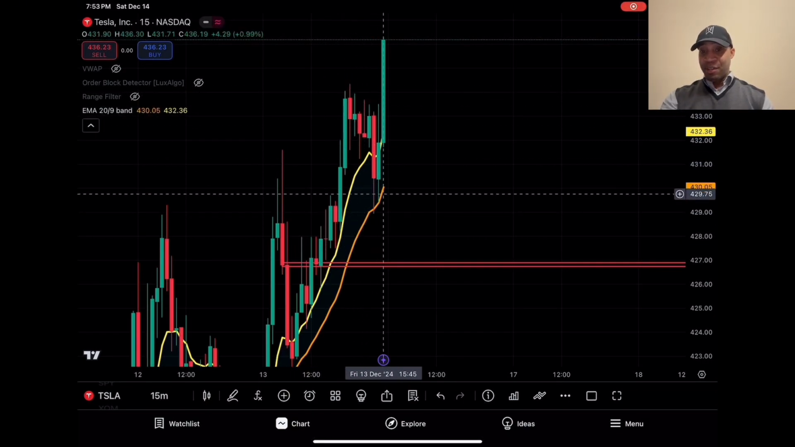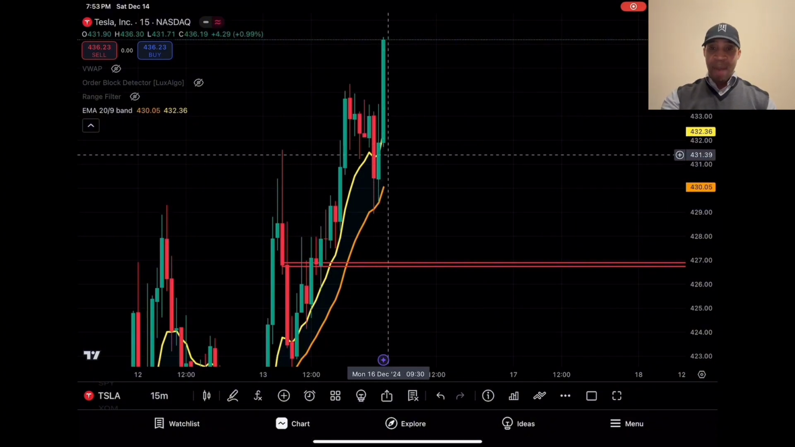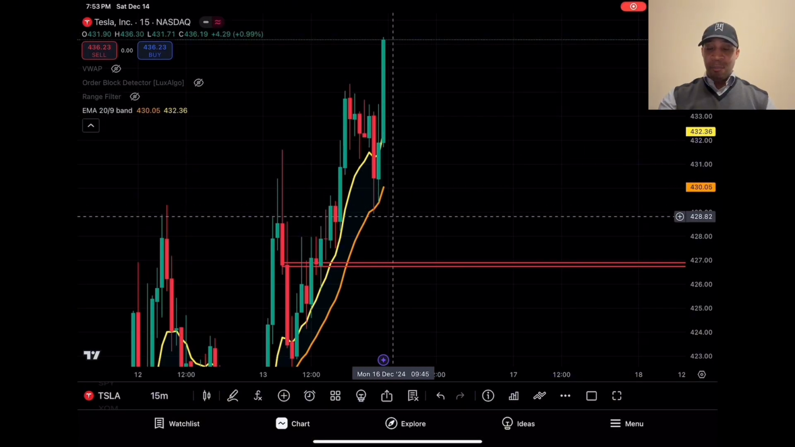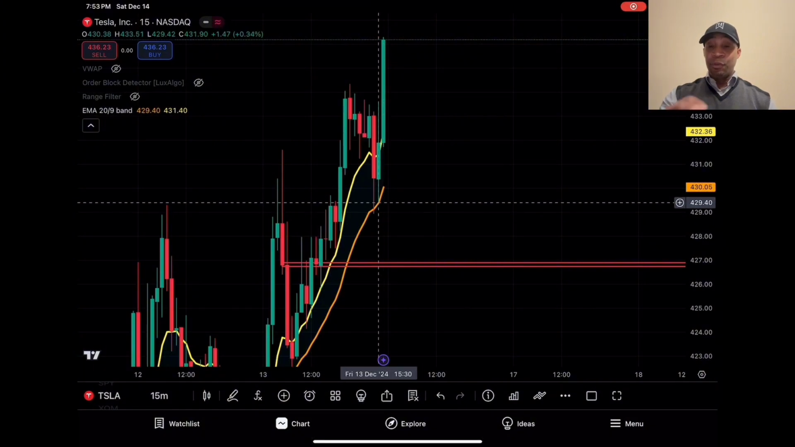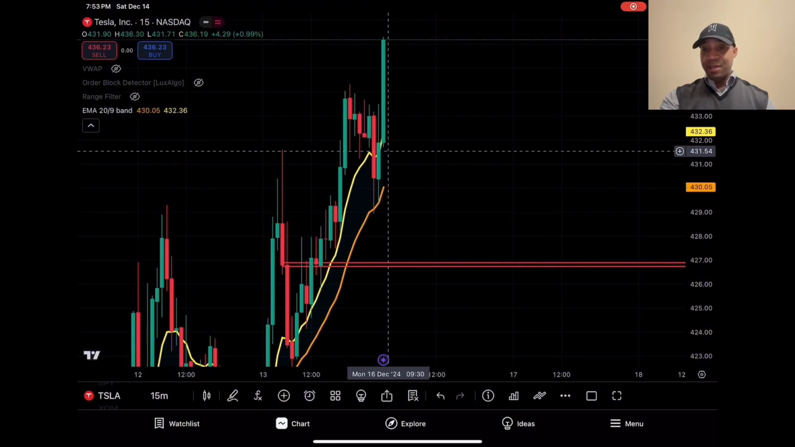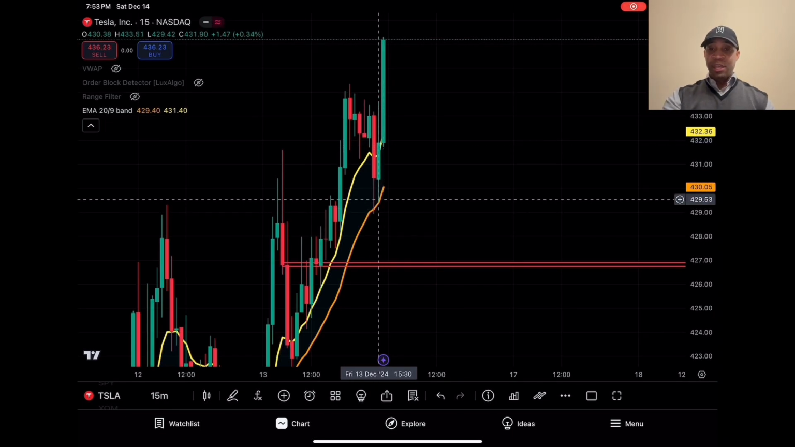You see, they tested it. They came under the 9 EMA. They tested that 20. And then what happened? Boom. They kept running. As long as they don't break and close under that 20 EMA, if you're swinging, it's that 20 EMA. If you're day trading, it's that 9 EMA. But they never closed under the 20 EMA.